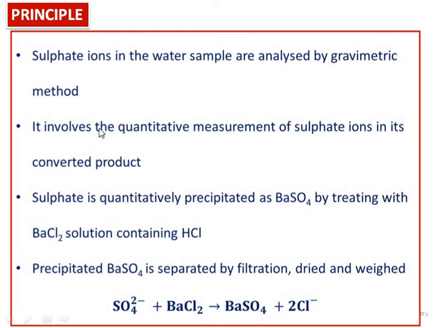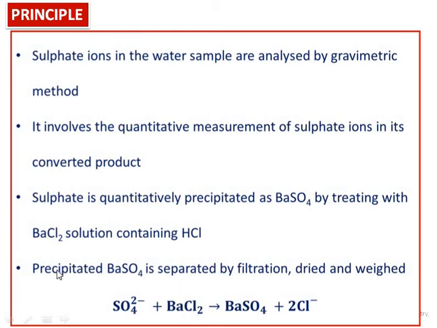So first, sulfate can be analyzed effectively by gravimetric methods, and the gravimetric method is a quantitative method of determination of ions in their converted product form. This converted product form must be a precipitate, and in this experiment sulfate is quantitatively precipitated as barium sulfate by treating with barium chloride. Barium chloride is the reagent that we are adding under acidic condition.